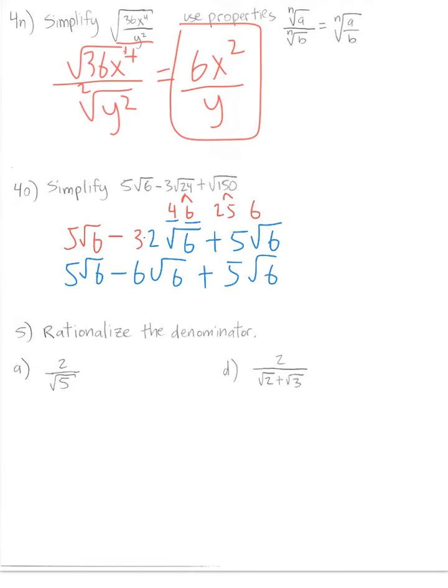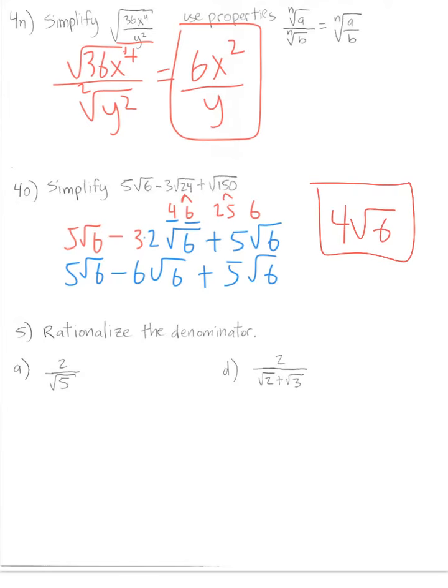And if we simplify, now what's nice about this is that you have like terms. All these radicands are the same, which is what you need when you add and subtract radicals, not multiply and divide. But 5 take away 6 is -1, and -1 plus 5 would wind us up with an answer of 4 square root of 6 as your final answer.